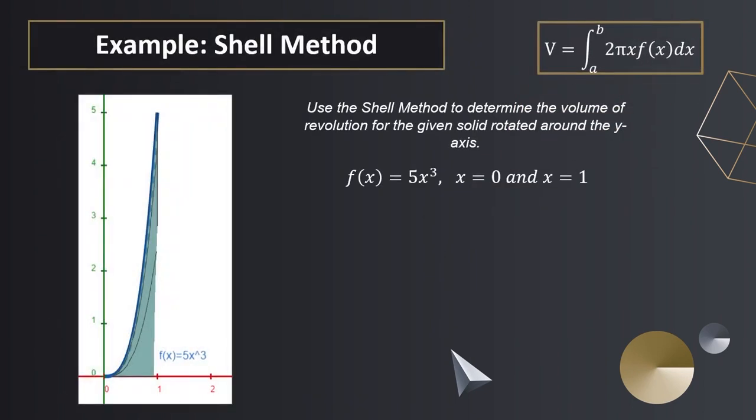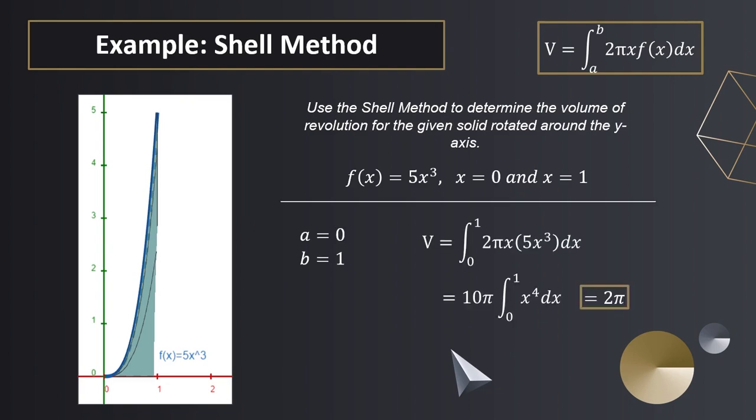So if we use the shell method to determine the volume of revolution for a given solid rotated around the y-axis, so we're going to be rotating around that green line on the left, we have f of x equals 5x cubed, and x equals 0 and x equals 1 as our x bounds. So let's just go ahead and call those a and b, and then let's plug in our f of x that we're given for the function there.